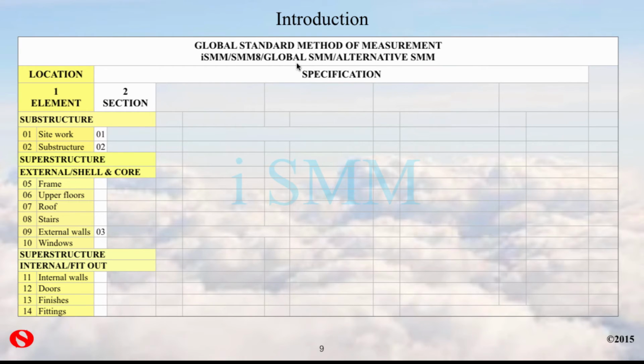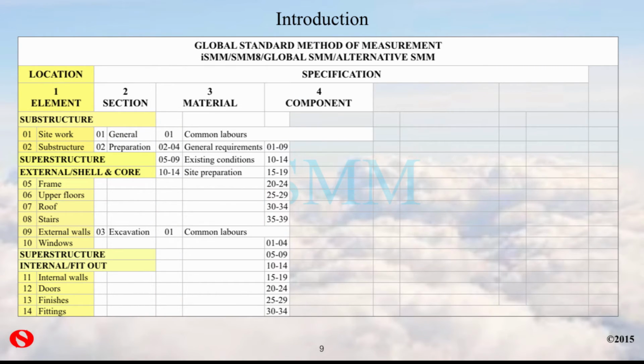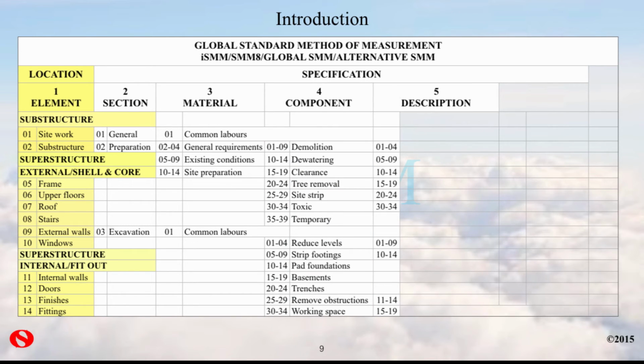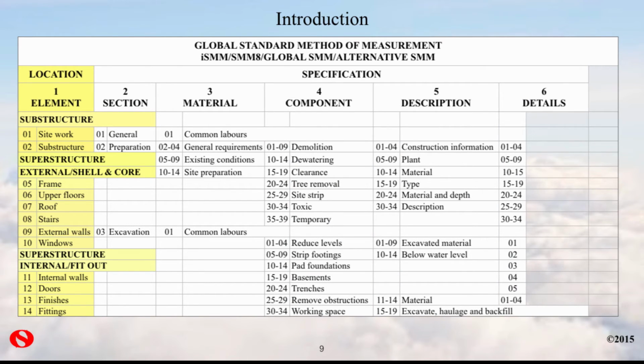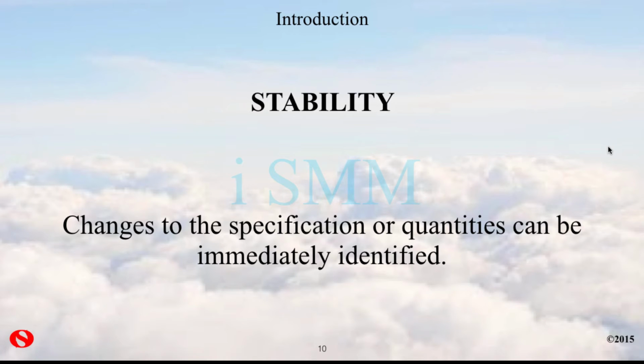The rest of it is all to do with the specification, and section 2 is trades, as you'd expect to see. Section 3 deals mainly with materials, 4 is what component it is, 5 is a detailed description, and 6 concerns the details which provide us with dimension criteria for the purposes of setting up whatever unit we're measuring. So this provides a stability. Changes to the specification or quantities can be immediately identified throughout the whole life of the contract, from beginning to refurbishment 60 years later.